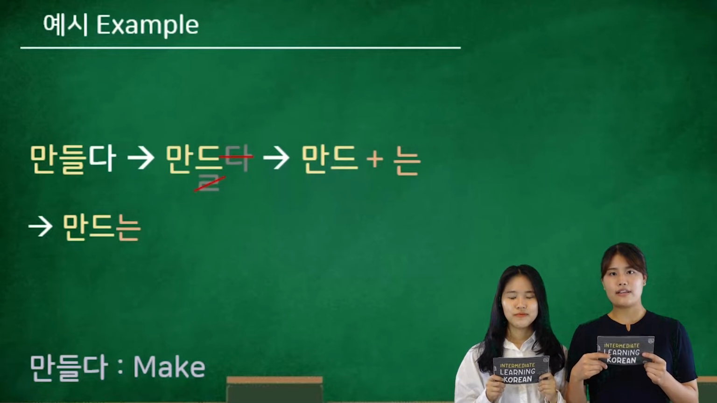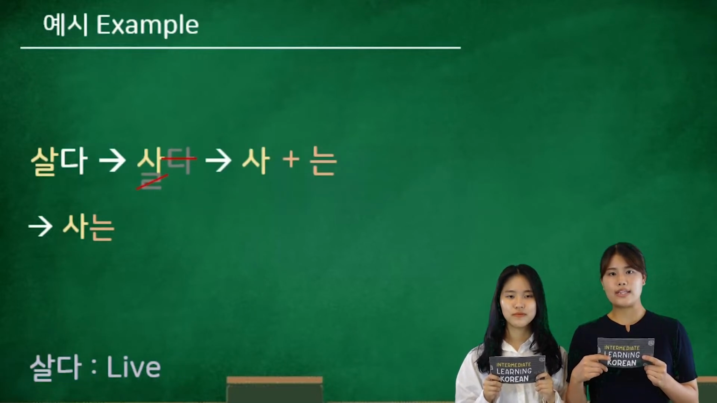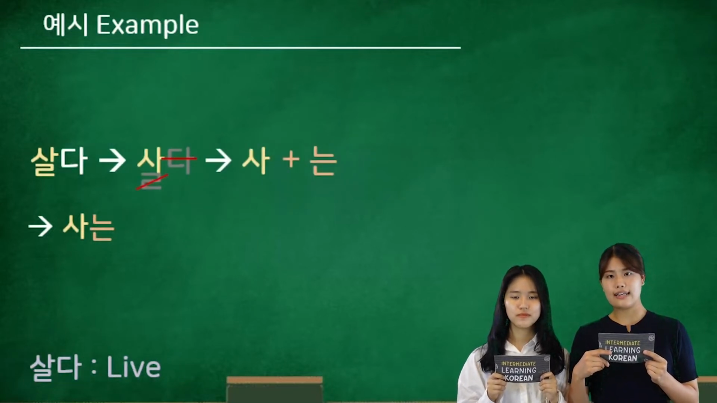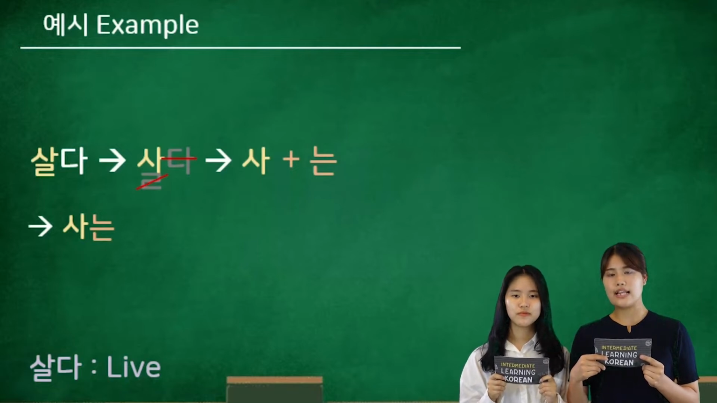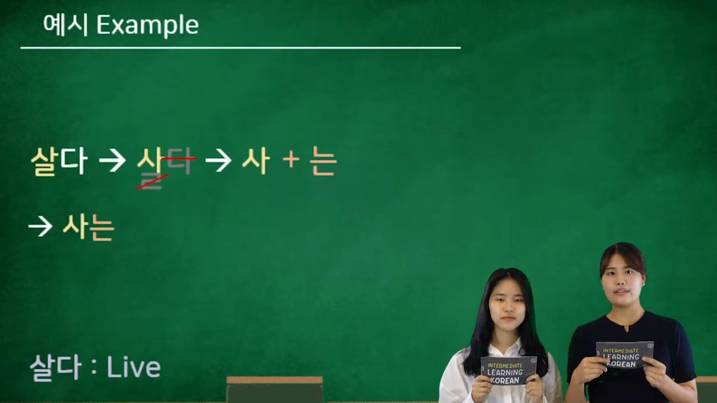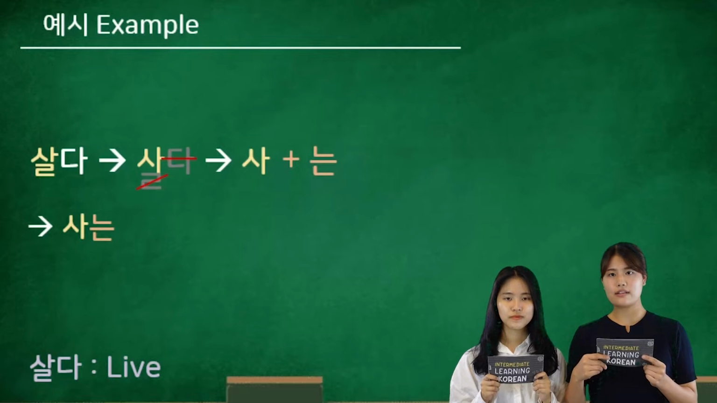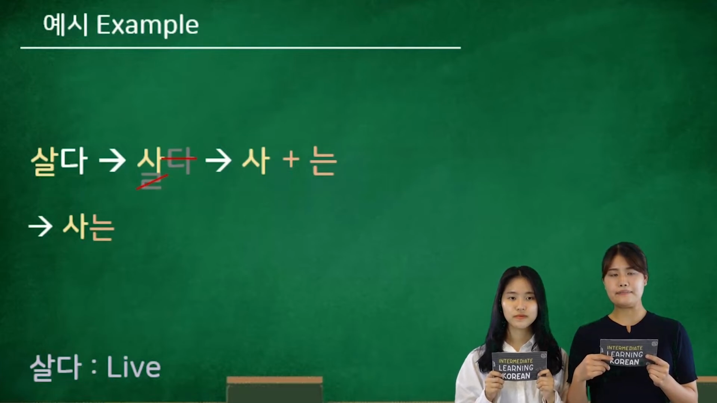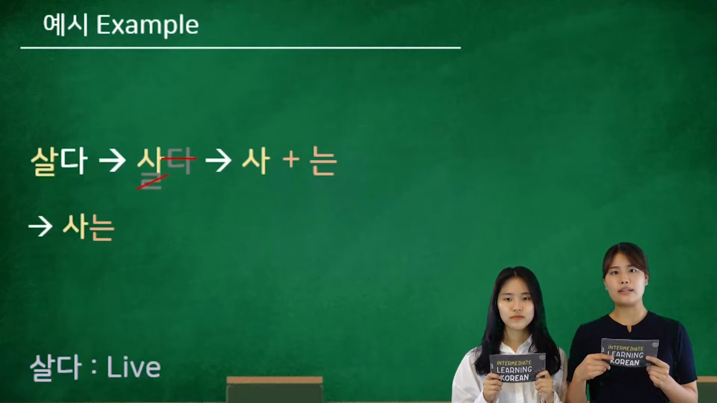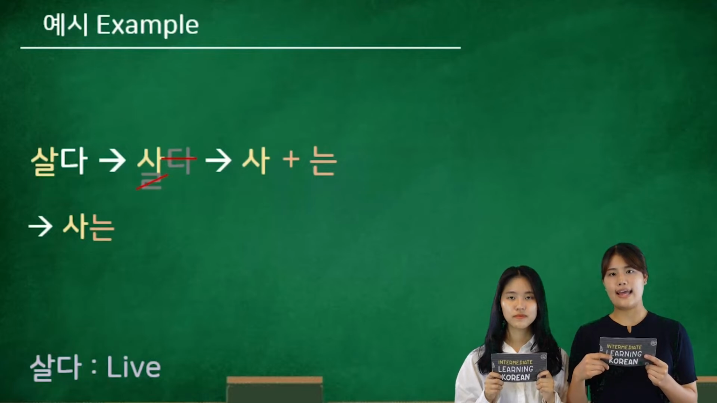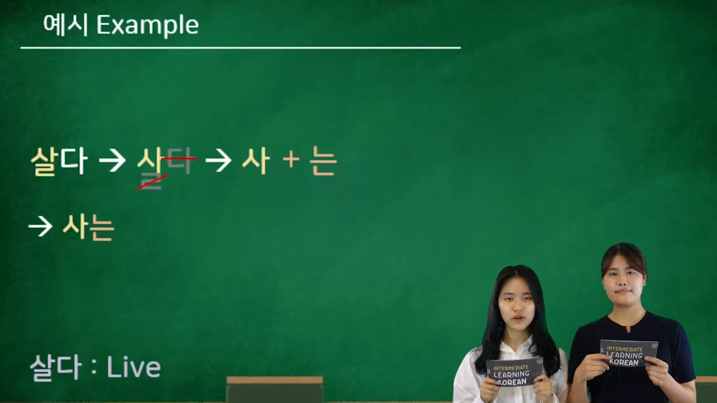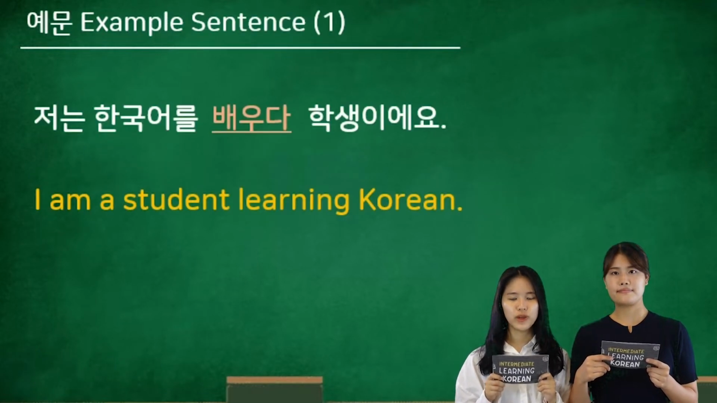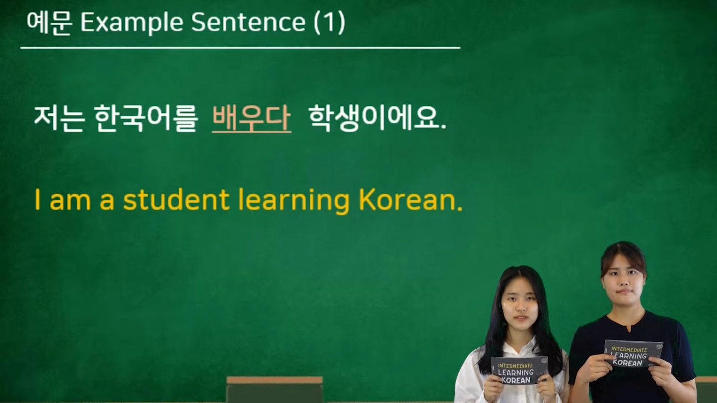Let's look at another example. When we see the verb 살다, we first delete 다. Then you can see that the final consonant is 리을. Then remove 리을 first and add 는. So it becomes 사는. Yes, thank you. Then from now on, let's review more while looking at the example sentences.